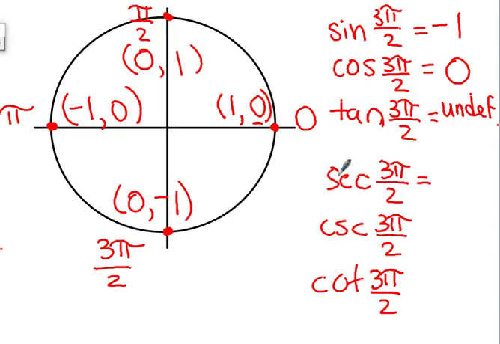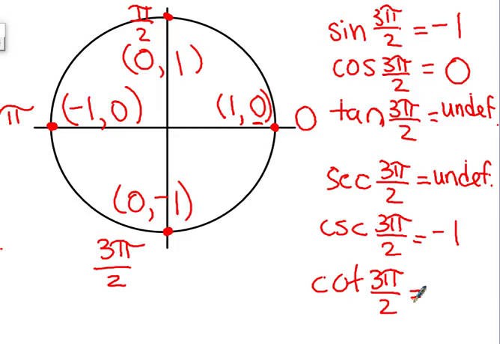Secant is the reciprocal of cosine. You all just told me that. So if I go up here to the cosine and take the reciprocal, that's giving me 1 divided by 0, which is undefined. Cosecant is my reciprocal of my sine, or my y-coordinate, and so that's going to give me 1 divided by -1, which is just -1.